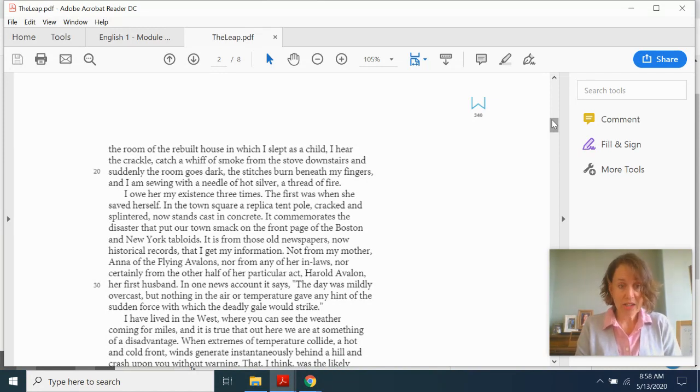So she's flashing us back here. She's taking us back to this moment where she is sewing. Remember, this is different than just saying, I remember one time when I was sewing. We talked about that earlier in the year. She actually takes us back to this moment. Look at the imagery and the word choice she uses here. I hear the crackle. She can smell the smoke. She feels the burn. So all that imagery, that sensory imagery that she's creating for us.